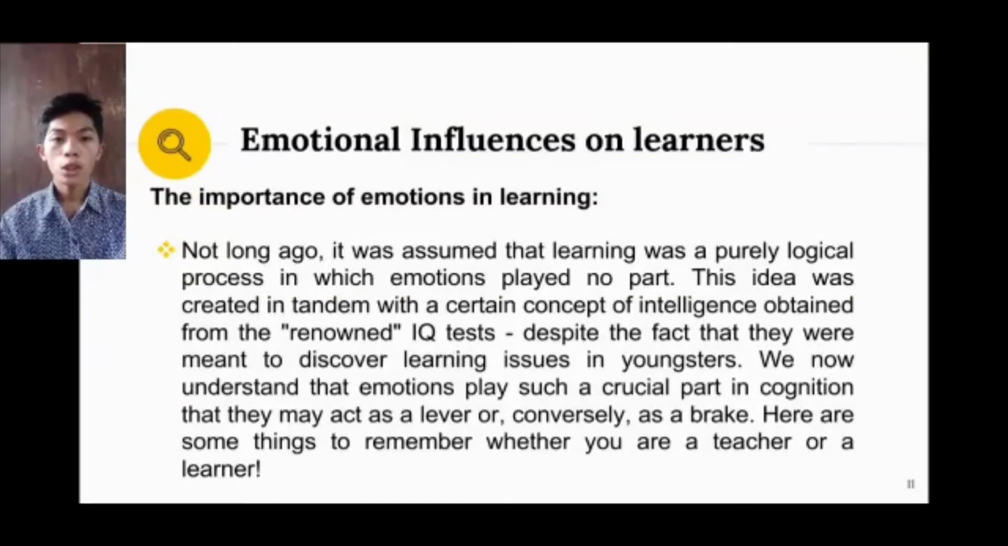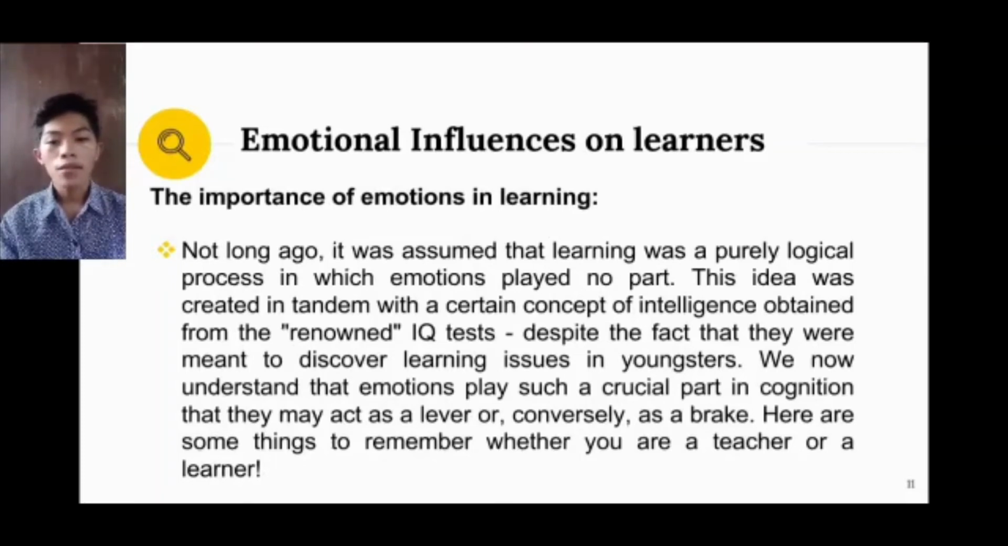Emotional influences on learners. The importance of emotions in learning. Not long ago, it was assumed that learning was a purely logical process in which emotions played no part. This idea was created in tandem with a certain concept of intelligence obtained from the renowned IQ test. Despite the fact that they were meant to discover learning issues in youngsters, we now understand that emotions play such a crucial part in cognition that they may act as a lever or, conversely, as a brake.